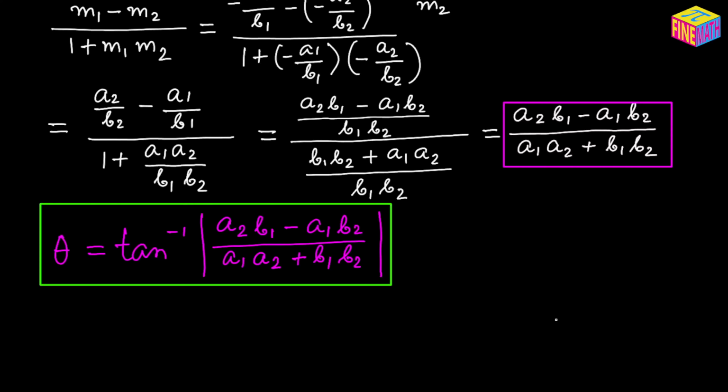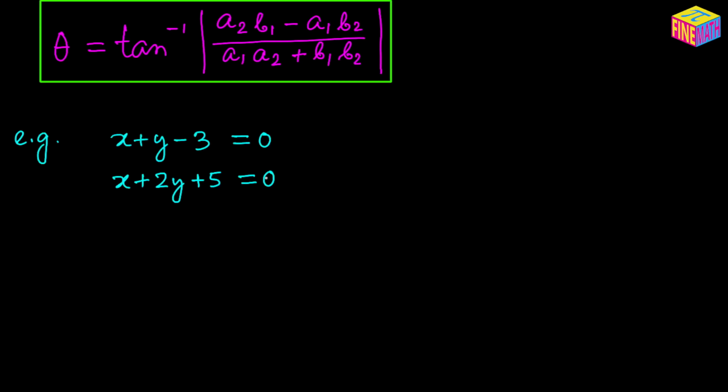Let's take an example. Suppose we have been given the equations of two straight lines, and the equations are x plus y minus 3 equals 0. That's the equation of the first straight line. And x plus 2 times y plus 5 equals 0. That's the equation of the second straight line. And we have been asked to find out the angle between the two straight lines.